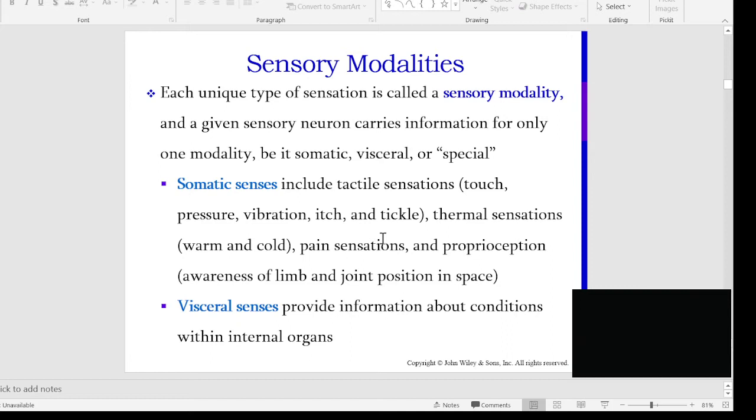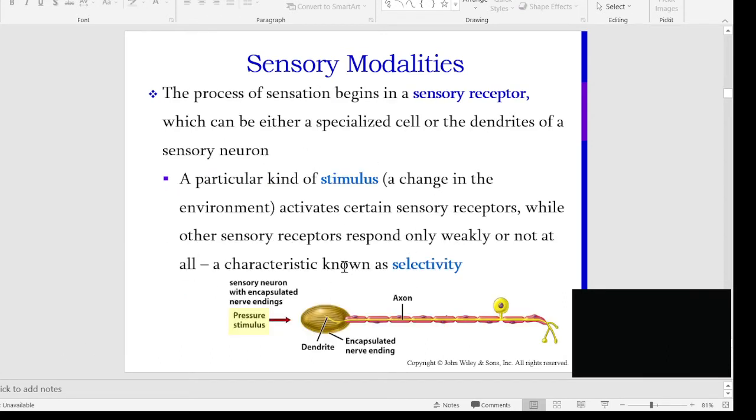And then you have your proprioception, that is awareness of the limb. Then you have your balance, that is joint position in space. Then you have your visceral senses, which provide information about conditions in the internal organs. That's why you perceive pain. So it all converges in the cortex. These are the sensory modalities: a particular kind of stimulus, a change in the environment, that triggers a response.